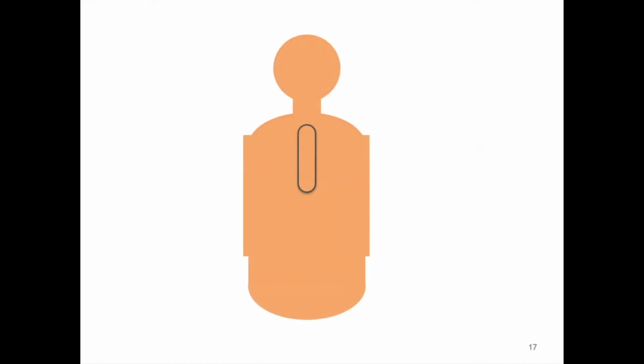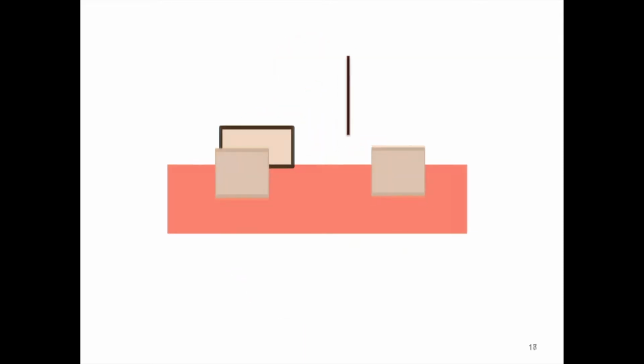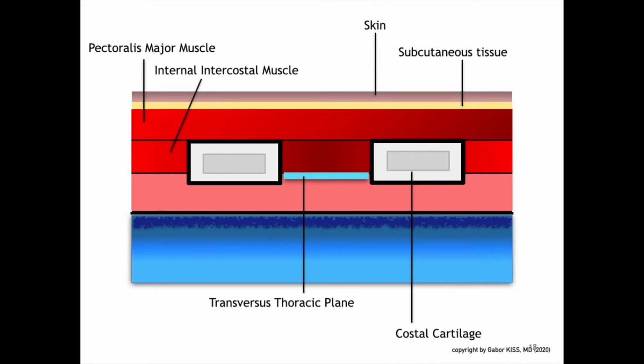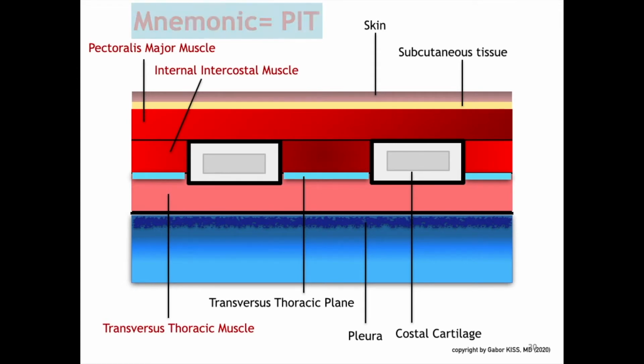Let's have a view on the anatomy on a cross-section view about 2 cm lateral from the sternum, and we will recognize the following structures: the pectoralis major muscle, internal intercostal muscle, the transversus thoracic plane, the transversus thoracic muscle, with underneath the pleura. As a mnemonic, we can remember the successive muscle layers of the pectoralis major muscle, internal intercostal muscle, and the transversus thoracic muscle as PIT, like pit bull.